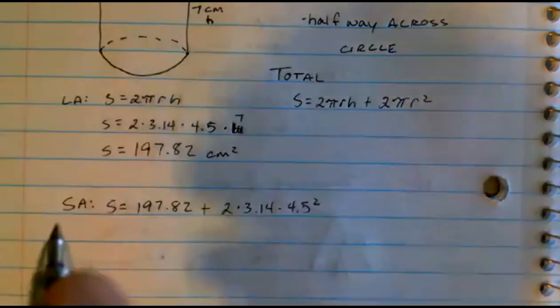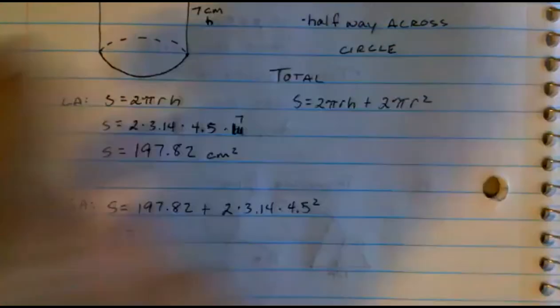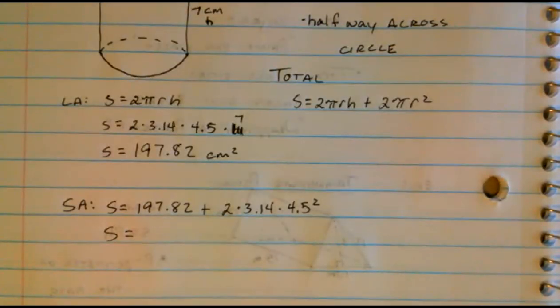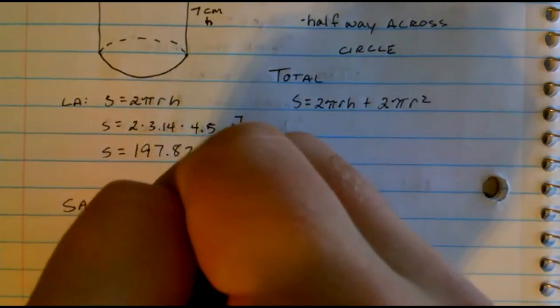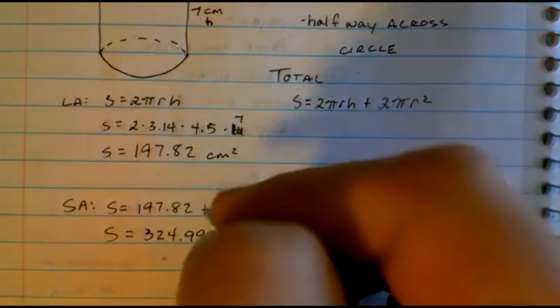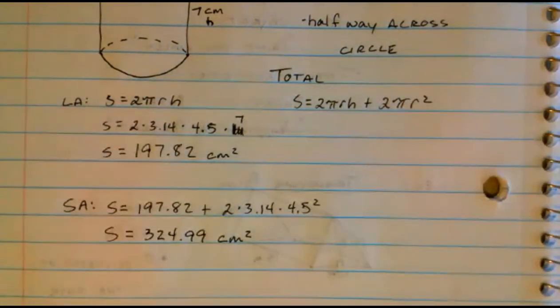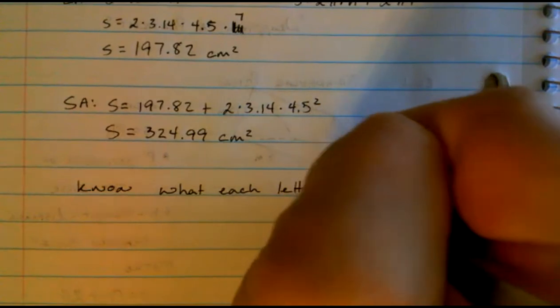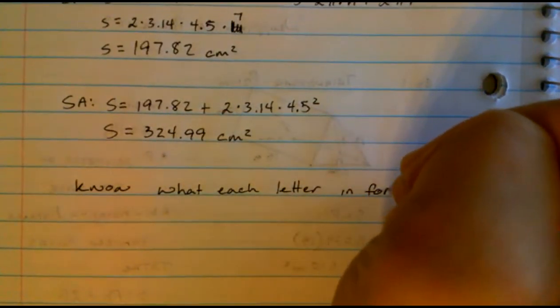So S equals 324.99, and that's still square centimeters because we're still just talking about area. So big takeaways from this: know what each letter in formulas really means.